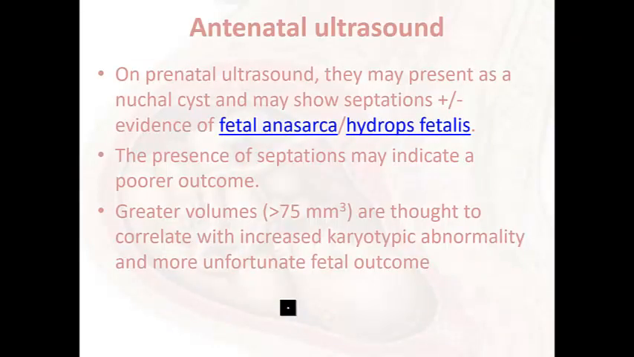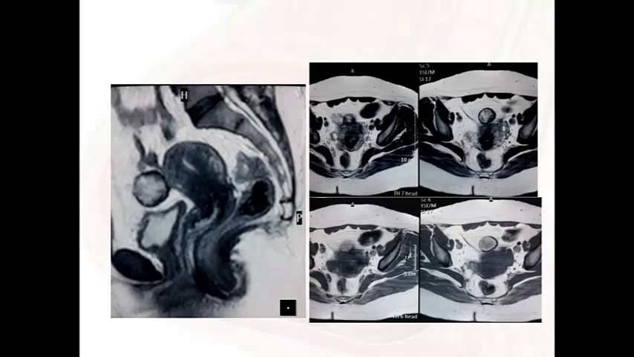On prenatal ultrasound, they may present with a nuchal cyst or show fetal anasarca or hydrops fetalis. The presence of septations within the cystic hygroma may indicate poor outcome. Greater volume, more than 75 cubic millimeters, is thought to correlate with increased karyotype abnormality and a more unfortunate fetal outcome.